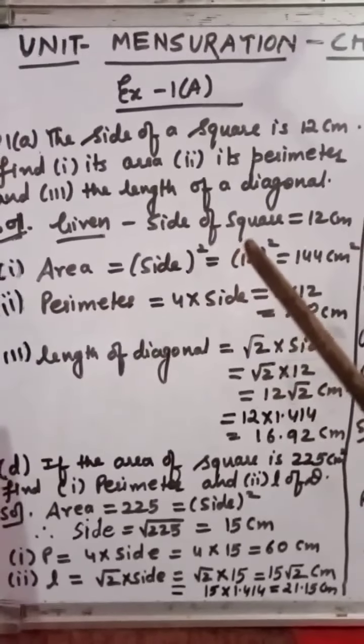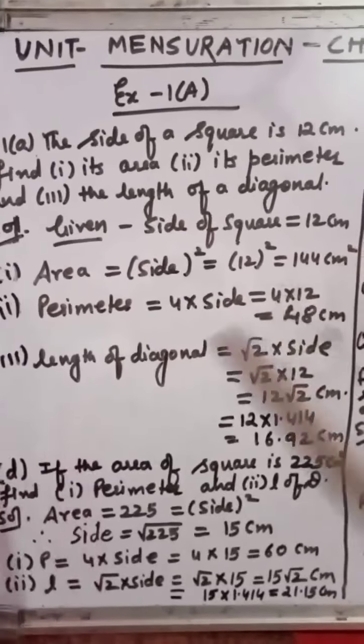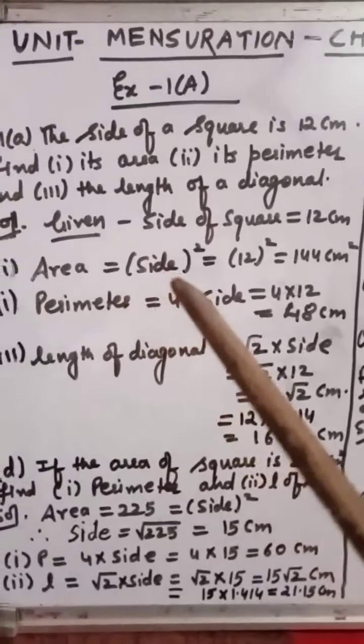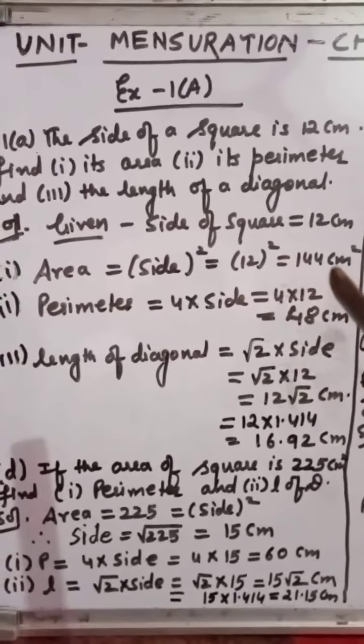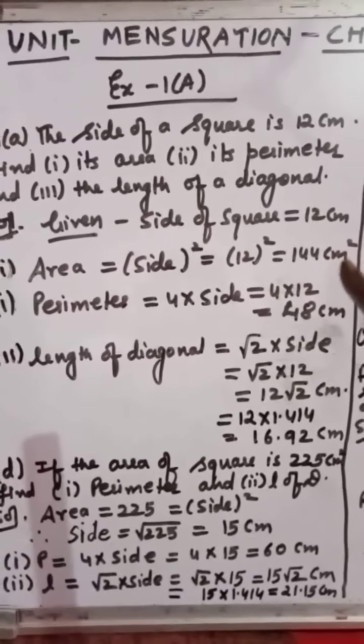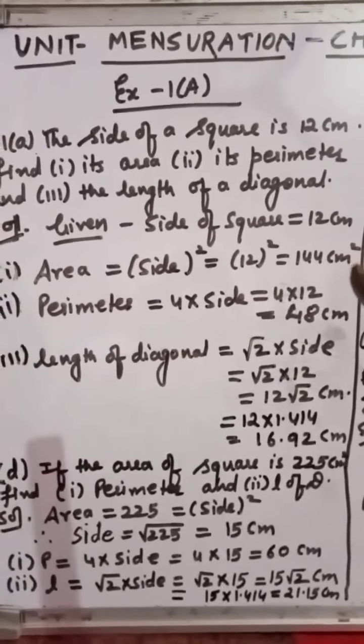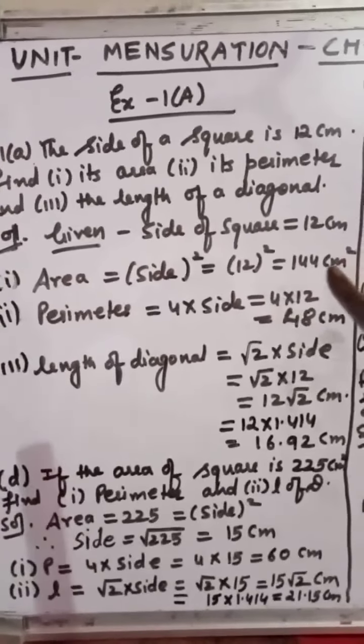First we write down the given: side of square is 12 centimeter. Formula of finding area is side square. Side is given 12, so 12 square is 12 into 12, which is 144, and unit is centimeter into centimeter is centimeter square. Clear?